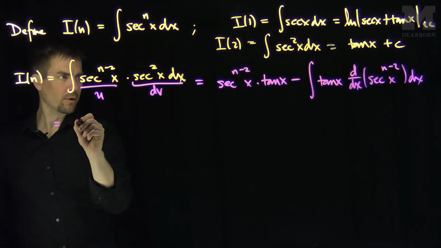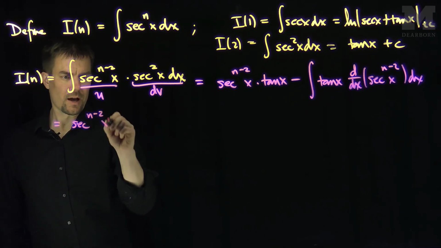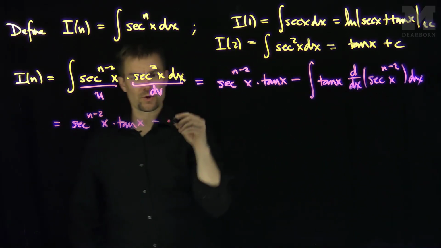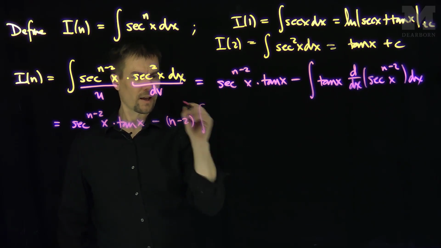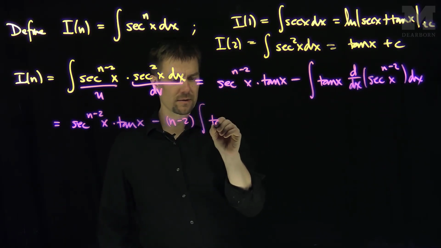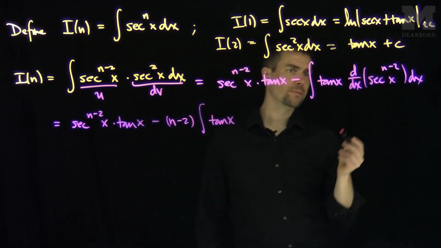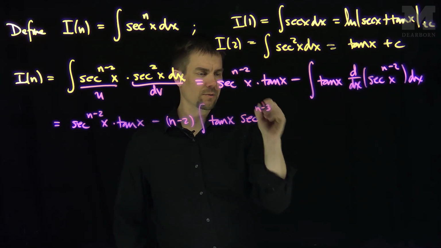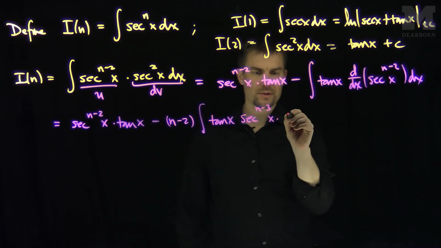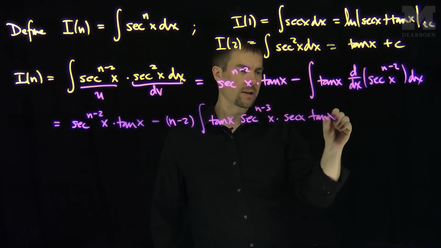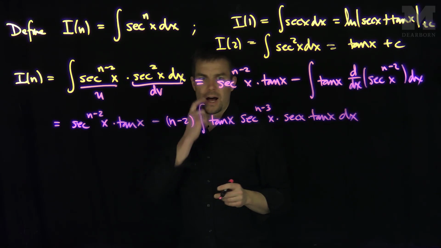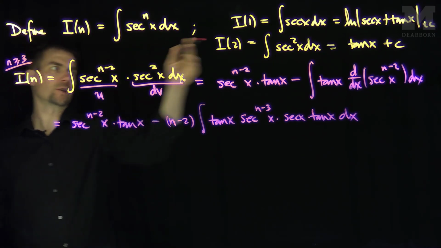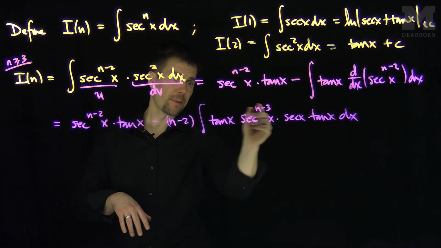So I_n is equal to secant to the n minus 2 x times tangent x minus the integral with the derivative of this. I'm going to pull that n minus 2 out of the integral: n minus 2 times the integral of tangent of x times, by the power rule, secant to the n minus 3 times the derivative of secant, which is secant x times tangent x dx. The restriction we have is that n is bigger than or equal to 3, because I know how to handle 1 and 2. So that makes sense over here.